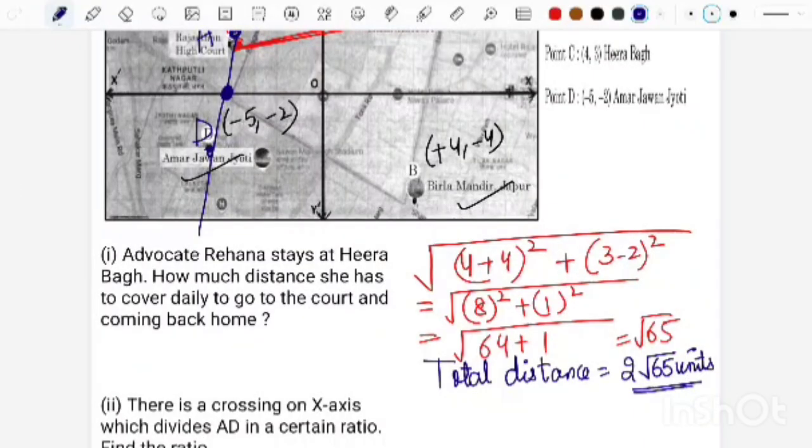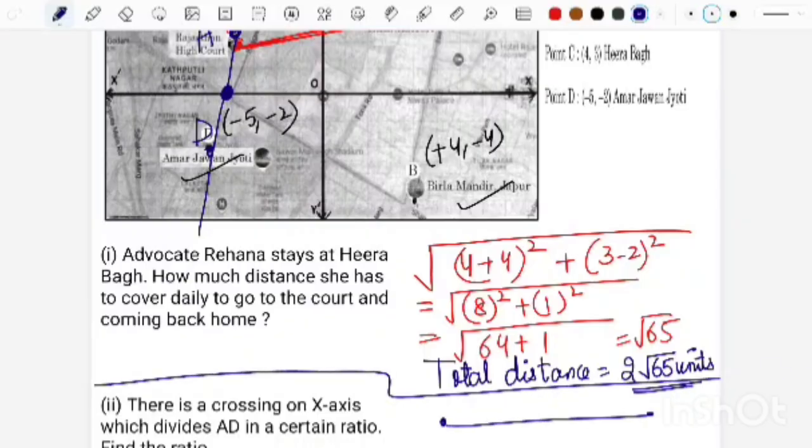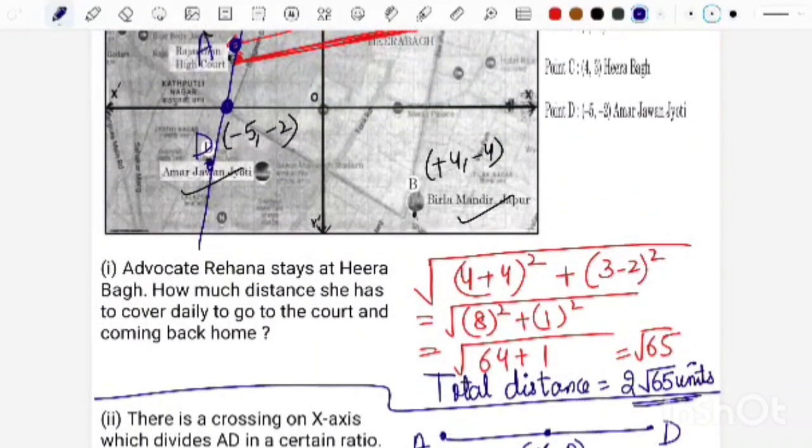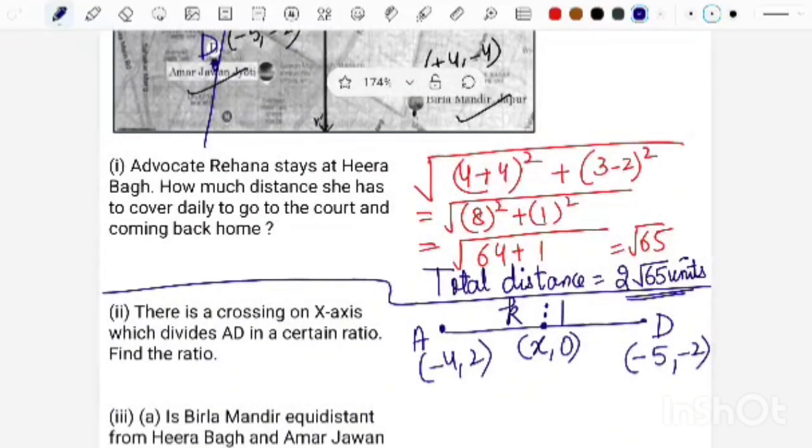Let's calculate the ratio. If this is AD and it is crossing the axis, the point is (x, 0). A point is -4, 2. B point is -5, -2. If the ratio is not given, we have to find it. We suppose that it is k:1. Okay, now calculate. You know the formula. Take the y coordinate directly, you will be able to get it very easily.